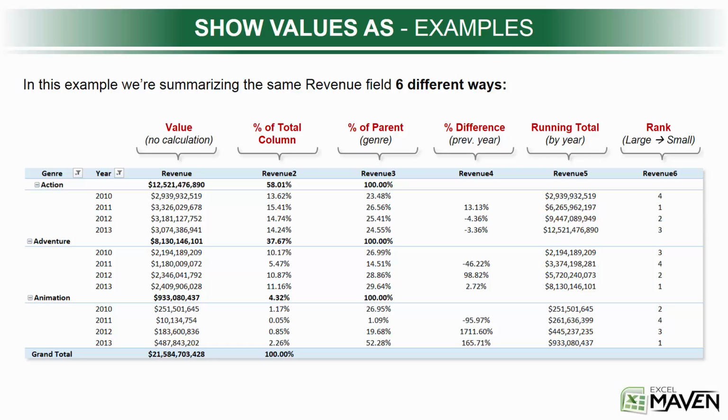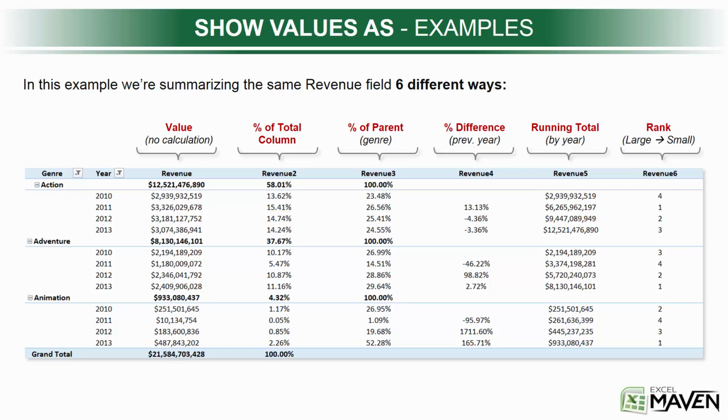So the second column is the percent of the total column, and that gives you a really great sense of composition and relative share by year and by genre. So at a glance, I can tell that action movies as a whole drove 58% of the total revenue over this 4-year period. I can also tell that action movies in 2012 specifically drove 14.74% of the revenue in the sample.